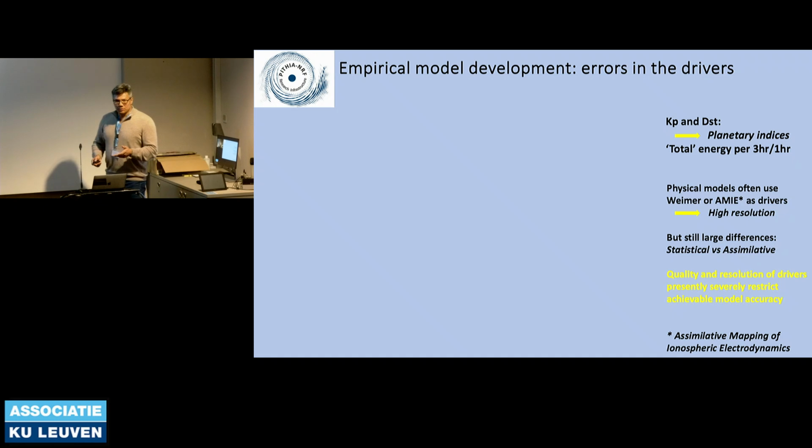If you take the physical models, what I showed you yesterday, TIE-GCM, WACCM, or whatever, they're using a different input. It can be AMIE, which is the most sophisticated: assimilative mapping of ionospheric electrodynamics. This is a model that assimilates data in real time, so that should be the most accurate. You have the Weimer model, which are statistical patterns that are also modulated with geomagnetic activity. Both of these are much more representative, more accurate than the simple KP.